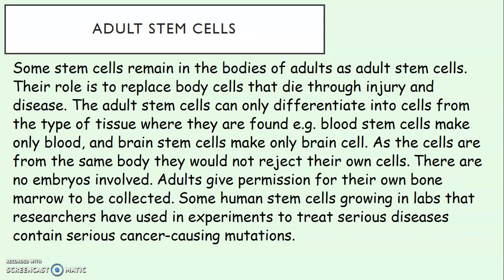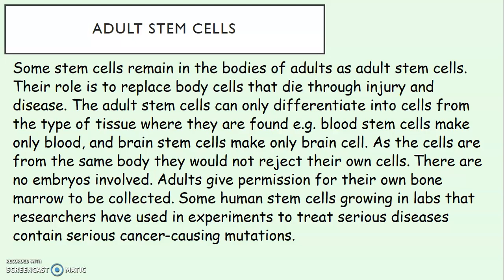Next one we're looking at is adult stem cells. So some stem cells will remain in the body of adults as adult stem cells, and their job is to replace the body cells that are going to die normally through injury, through disease, and generally just through time. Now, they will only differentiate into cells from the type of tissue where they are found. So if you can get blood stem cells, they are only going to make blood. Brain stem cells are only going to make brain.